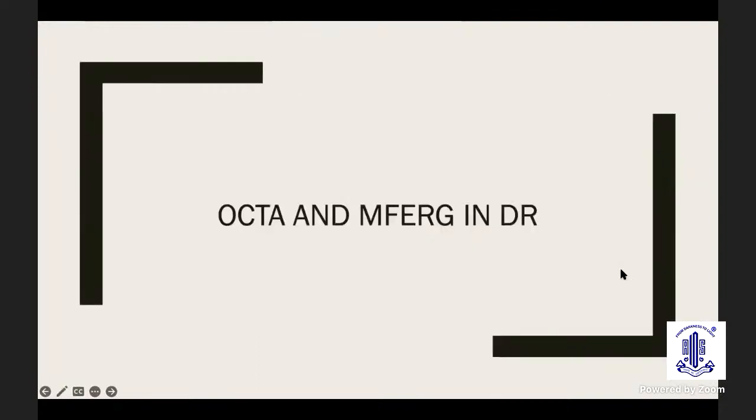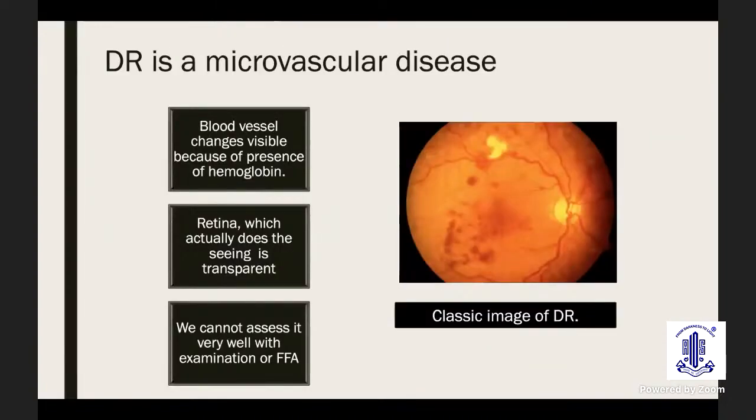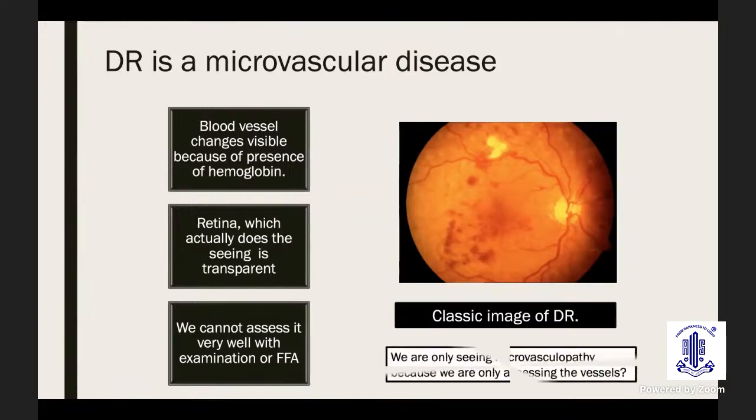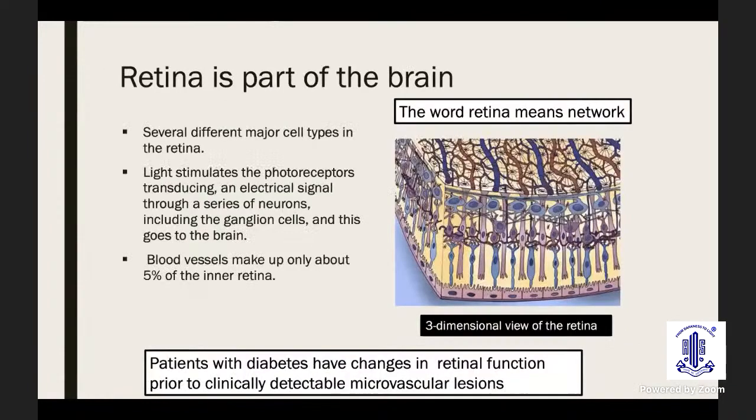Here is the difference: OCTA gives us the structural analysis, whereas the ERG gives us the functional analysis. The major application of comparison of OCTA with MFERG has been in diabetic retinopathy. And this has been an enigma, especially lately. A lot of discussion has been on whether diabetic retinopathy is a microvascular disease or a neurodegenerative disease.